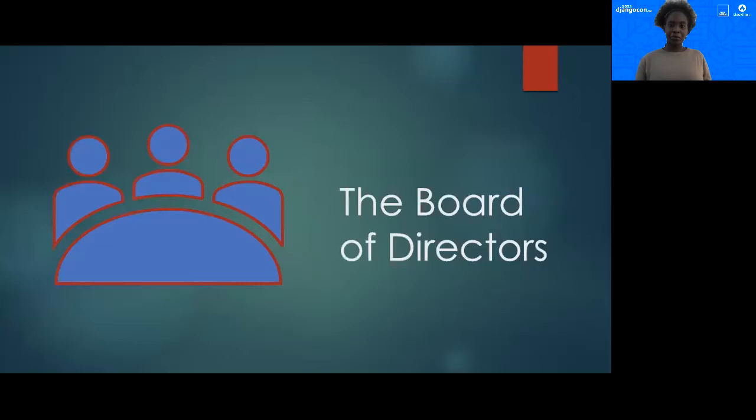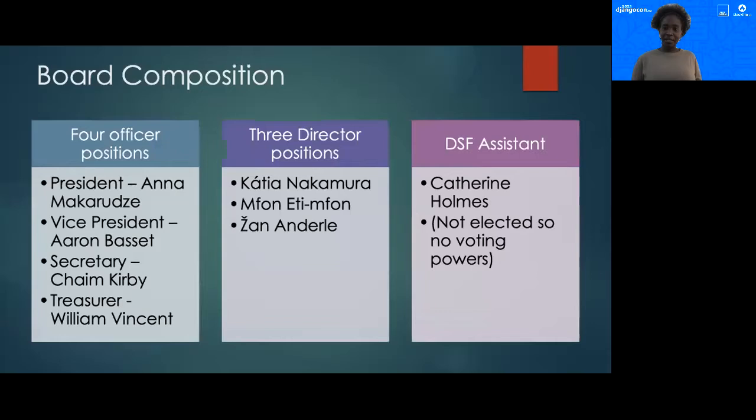First off, the board of directors. The board of directors handle the legal and fundraising aspects of the DSF. It is made up of 7 elected volunteers, 4 of whom hold the officer positions of president, vice president, secretary, and treasurer, and 3 non-officer directors. And we have the 8th member, who is our DSF assistant, who is not elected, but is a paid member of the foundation, who helps with treasurer and admin duties.